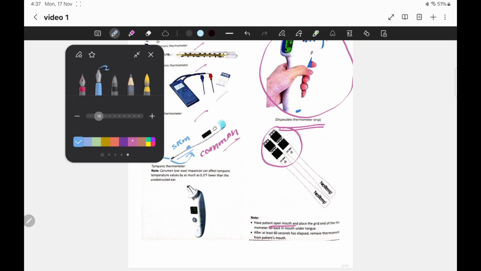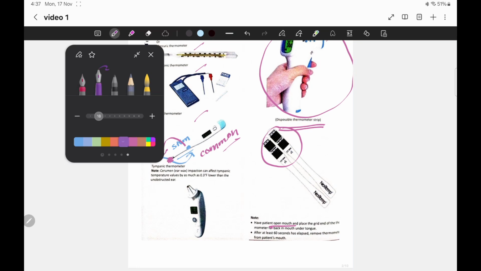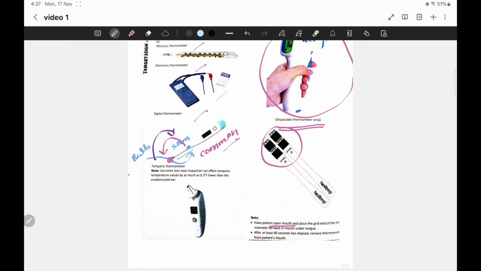But after taking the temperature, this part is obviously contaminated, since it was kept in the oral cavity or axilla. Now we will clean like this. If someone cleans in the opposite way, what will happen? The contamination will spread to other parts of the thermometer, so it will spoil the thermometer and it will not be clean. So we have to always keep this common sense: before taking the temperature, we clean from bulb to stem, and after taking the temperature, we clean from stem to bulb.